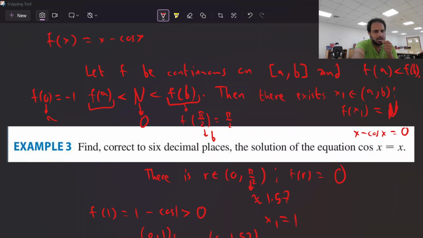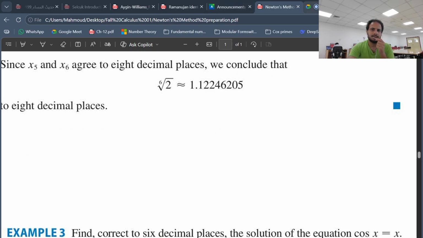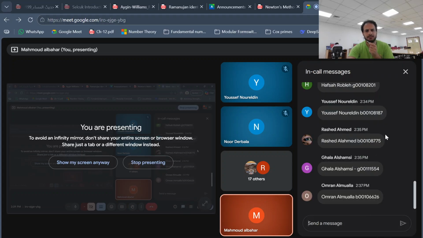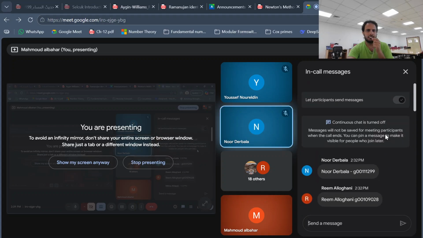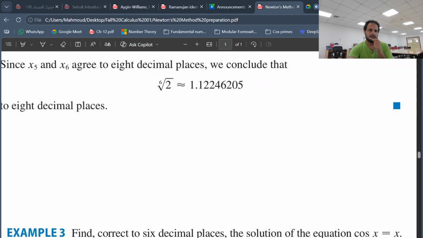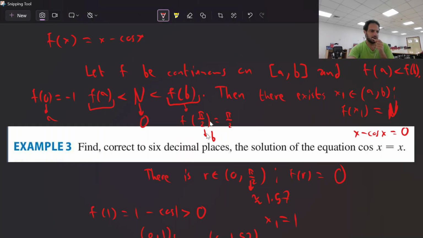Do you have questions about this? Is it good? Yes. Okay, let's continue. So you need to understand that you can use the intermediate value theorem to find x1.